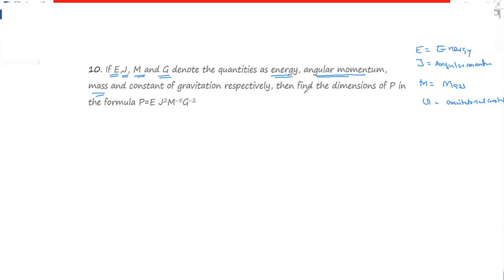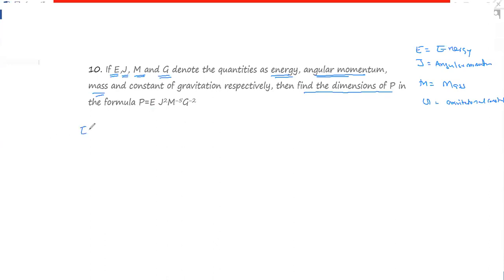Then we have to find the dimension of P in the formula P equal to E into J square into M raised to minus 5 into G raised to minus 2. So we have to find the dimension of P, right? To find the dimension of P, we have to find out the dimensions of energy, J square, M raised to minus 5 and G raised to minus 2 one by one. Clear, right?